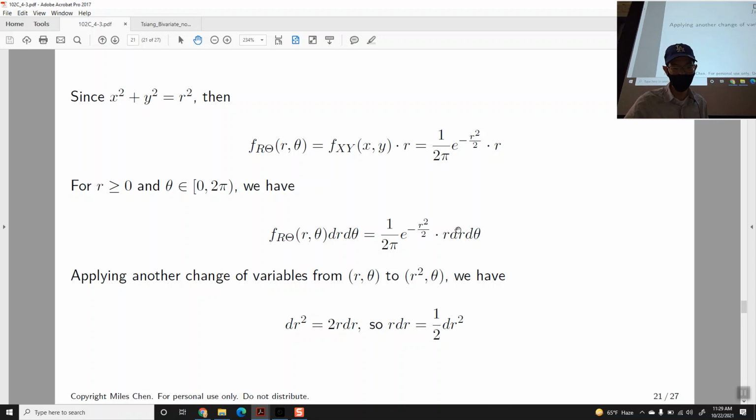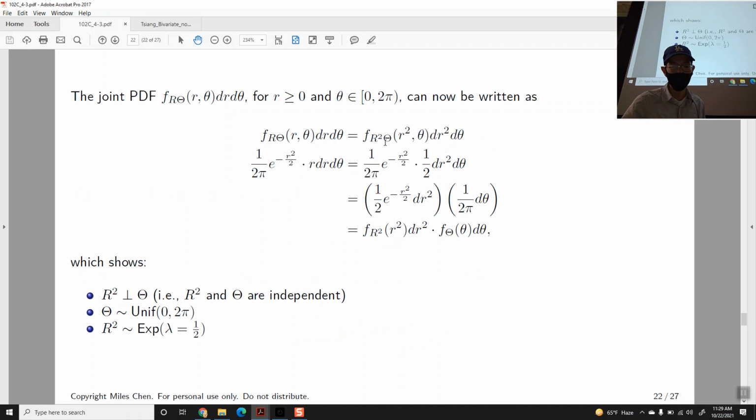Okay, so all of this together, we can go from f of r, theta dr d theta, becomes f of r squared, theta dr squared d theta. And this part, 1 over 2 pi e to the negative r squared times r dr d theta, is equivalent to 1 over 2 pi e to the negative r squared, and we replace the r dr with 1/2 dr squared. Okay?